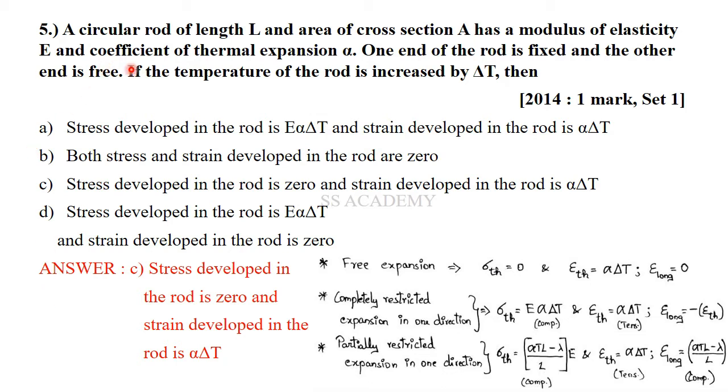A circular rod of length L and area of cross-section A has a modulus of elasticity E and coefficient of thermal expansion alpha. One end of the rod is fixed and the other end is free. This condition is called a free expansion condition. If the temperature of the rod is increased by del T, then they have asked what will be the stress and what will be the strain.